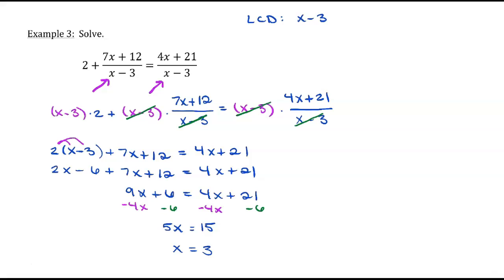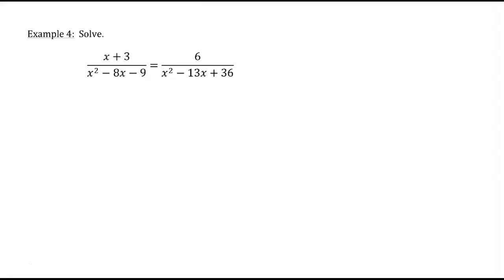So in other words, the solution that we found of 3 is actually not a solution at all. In other words, this equation has no solutions. Now let's look at example 4. In example 4, we have two rational expressions set equal to one another.